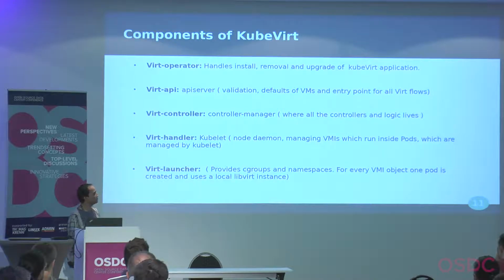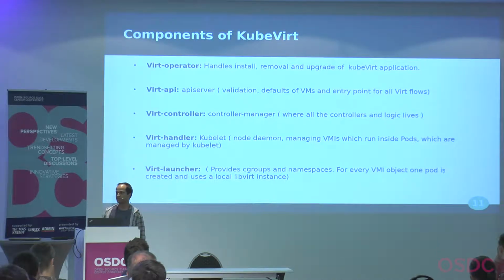Then we have the Virt controller, which is very much similar to the controller manager from the Kubernetes world. This is where all the controllers and the logic lives. Then we have the Virt handler, which is very much similar to the kubelet, which is a node daemon running on each of the nodes of the Kubernetes cluster. Virt handler is all about managing the VMIs which are running inside the pods, which are managed by the kubelet. Finally, we have the Virt launcher pod, or the Virt launcher component, which provides C groups and namespaces to host the virtual machines.